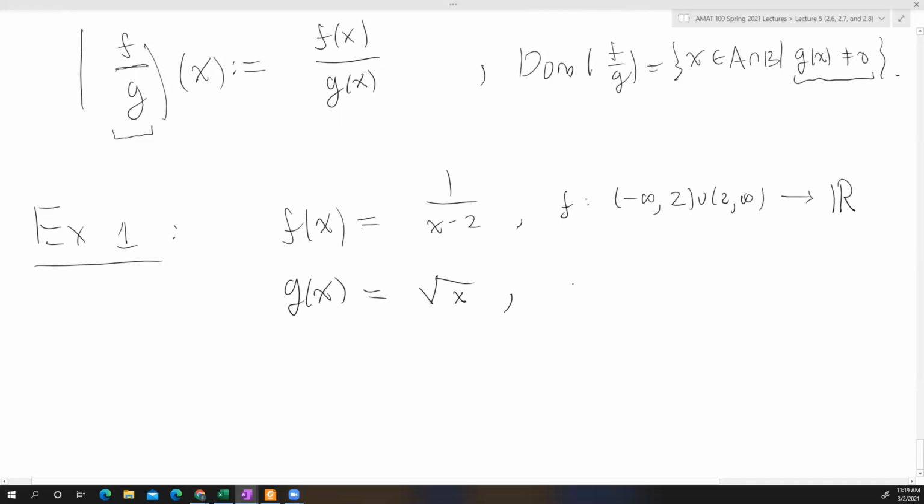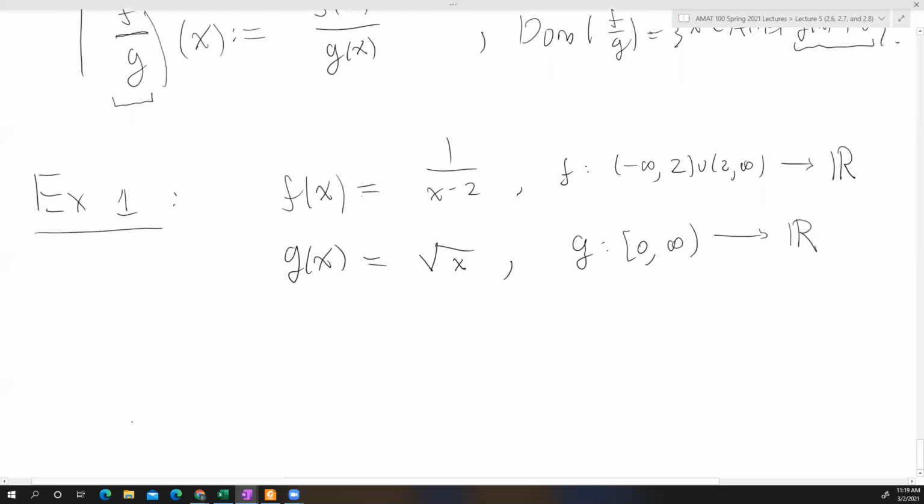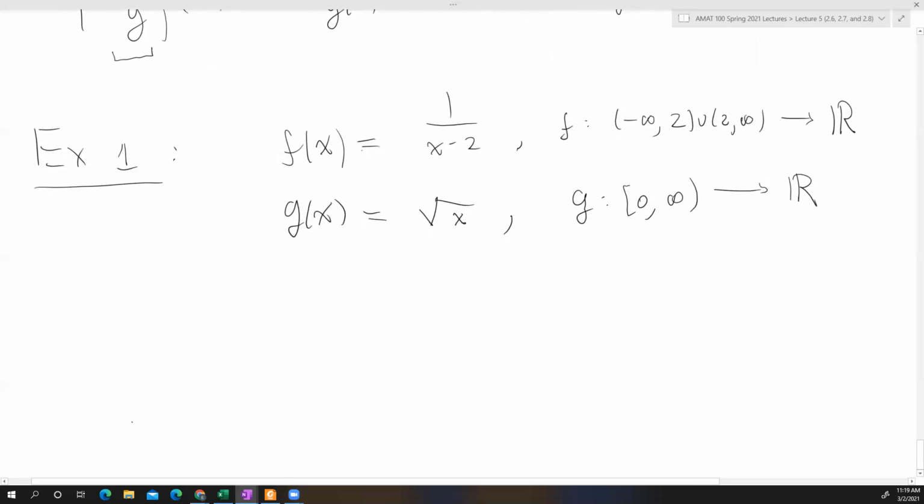So the other function, g of x, is equal to the square root of x. And the domain of that is clearly 0 to infinity, and that goes to the real numbers. Again, we're not really concerned about the ranges or the images of these functions. So we want to find f plus g, f minus g, f times g, and f over g, and then we want to find their inverses. I'm not going to go through all of them. I'm just going to go through 3 of them.